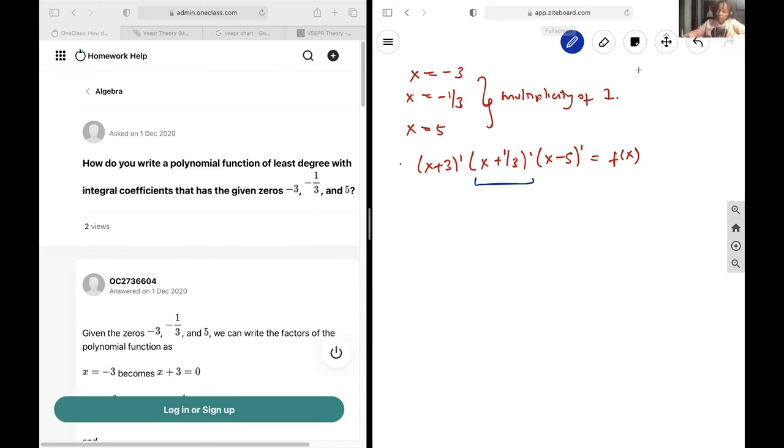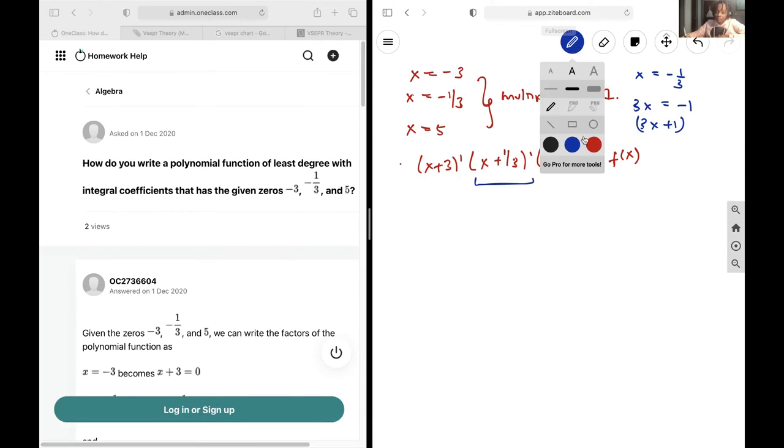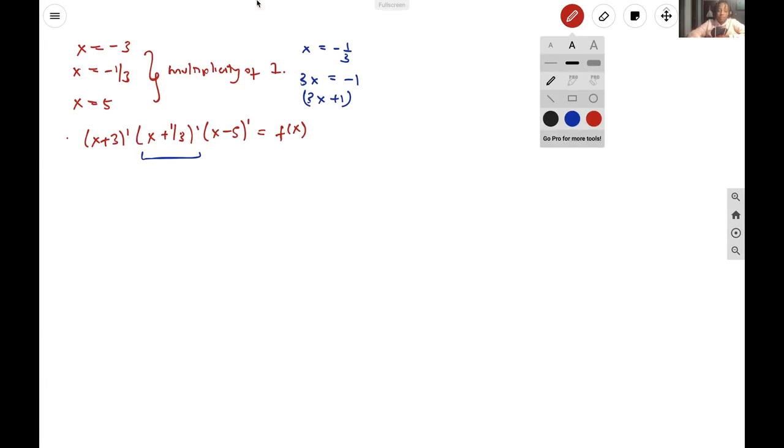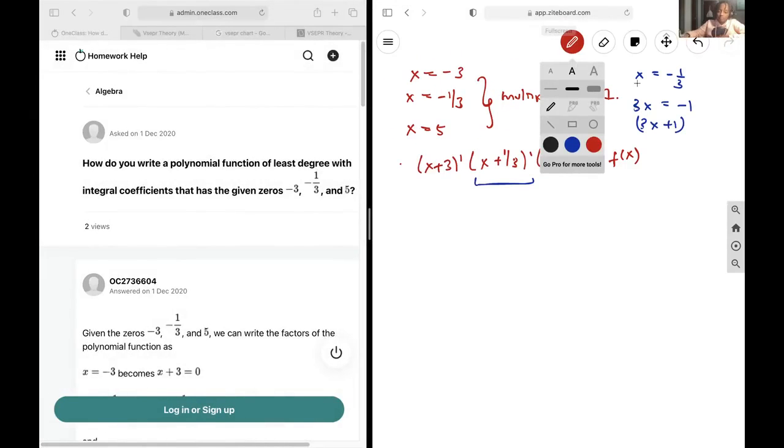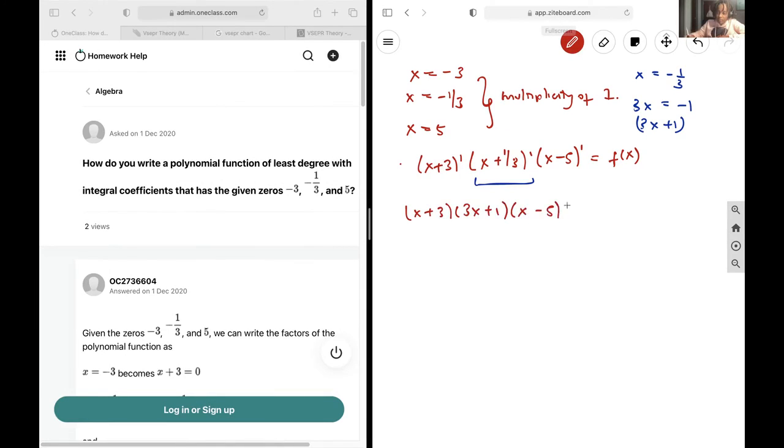So we can solve this by noting the fact that x is equal to -1/3 is the same thing as 3x is equal to -1, which will become 3x plus 1. So basically multiply the entire thing by 3. So let's rewrite that. And we get x plus 3, 3x plus 1, x minus 5 is equal to our f of x. And then we can start with these two. So just use FOIL.